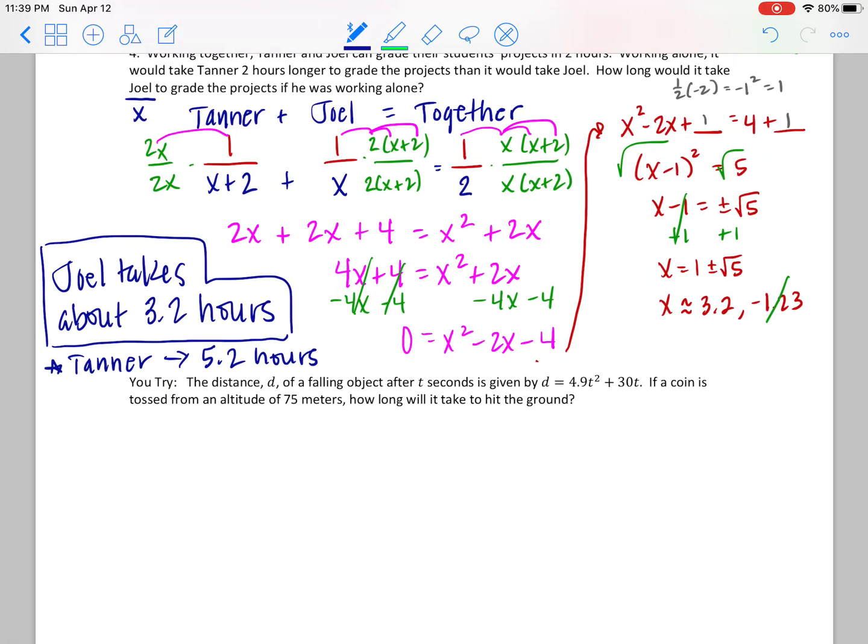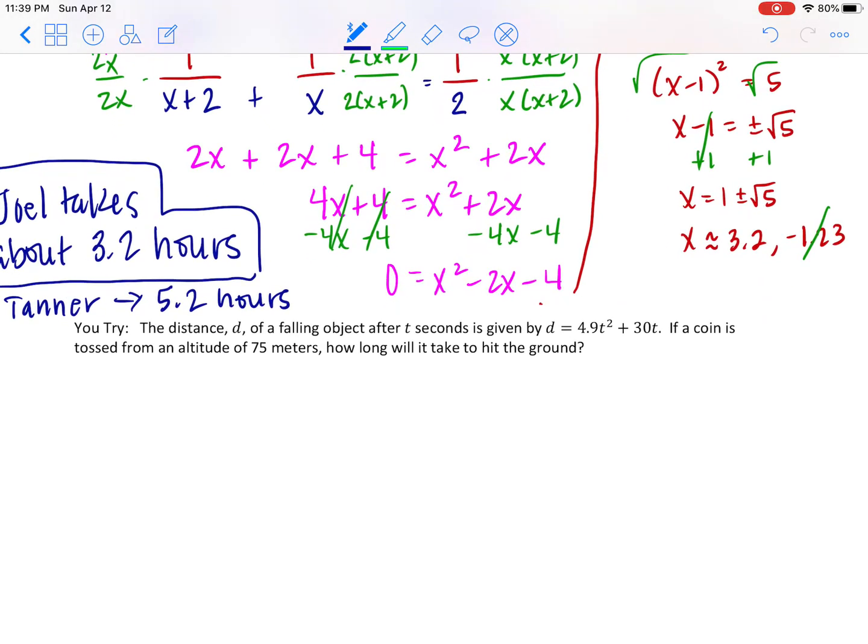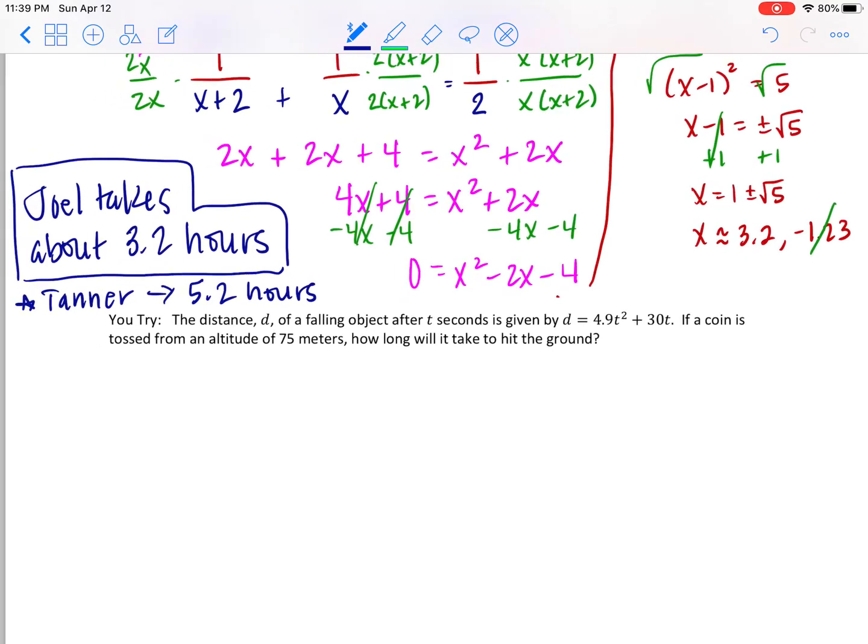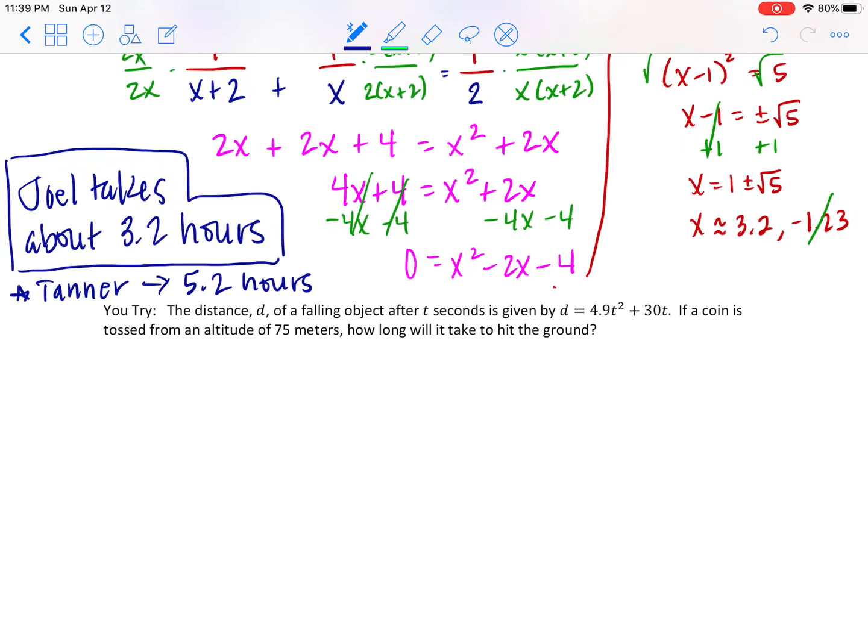All right, so I have one last one here. If you want to try it out, feel free to pause the video. If not, let's knock this thing out. The distance d of a falling object after t seconds is given by d equals 4.9t squared plus 30t. If a coin is tossed from an altitude of 75 meters, how long will it take to hit the ground? So this one is kind of nice because we already have an equation.